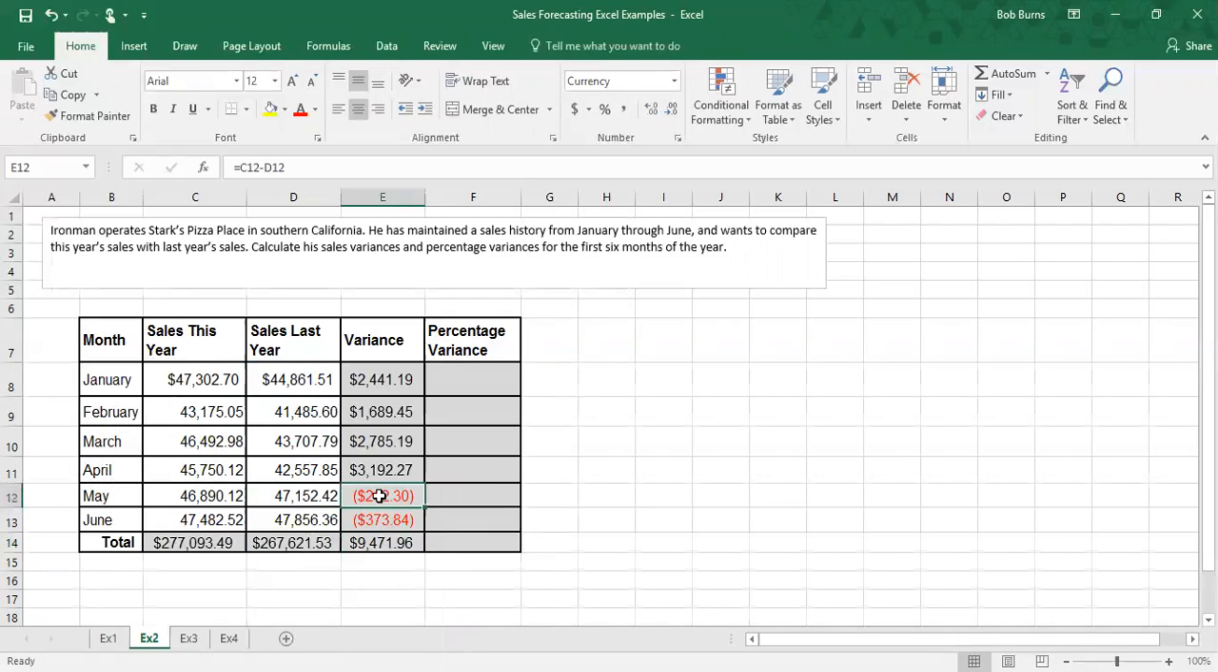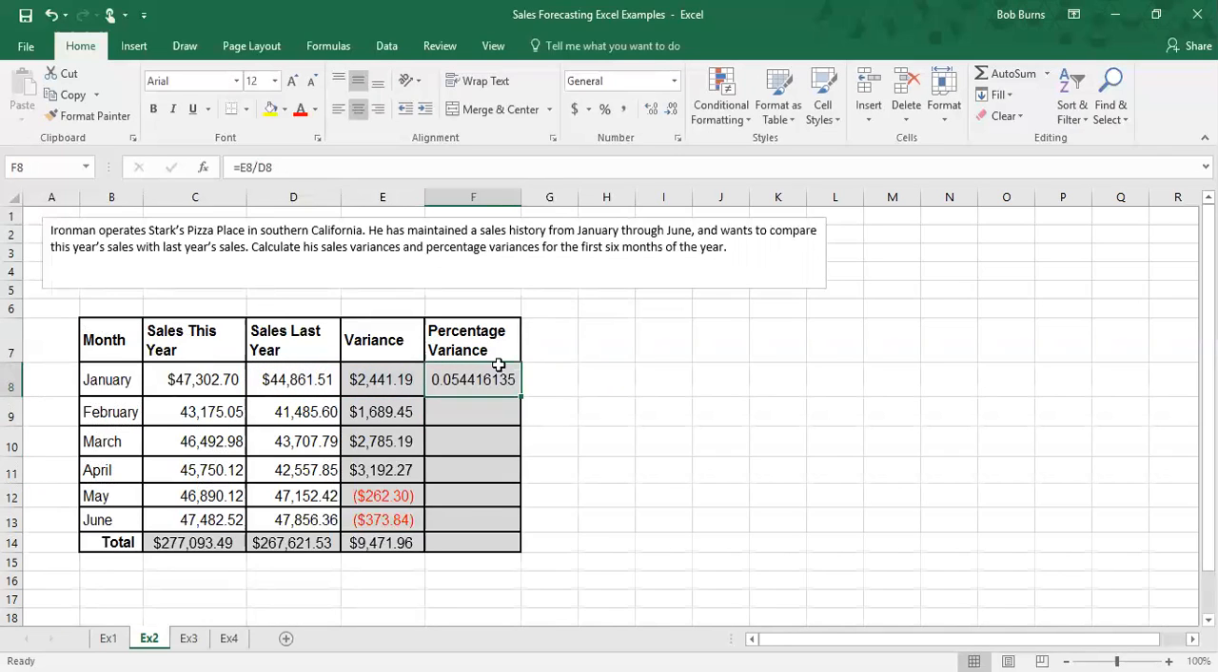And then these red parentheses ones are just Excel's way of saying these are negatives. And if we check it, just make sure it's consistent. May's sales this year are definitely less than last year, so that would be a negative sales variance. Next thing we want to do is figure out the percentage of the sales variance. And the formula for that is going to be variance divided by sales from last year, enter.